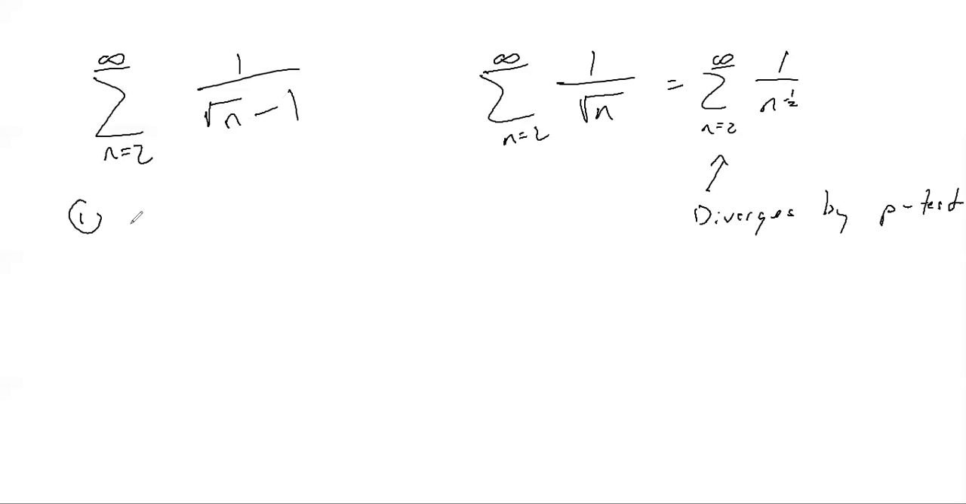Okay. So 1, verify all positive. Okay, is this always positive when n is greater than or equal to 2? Let's see, if I plug in 2, I would get 1 over square root of 2 minus 1. Well, square root of 2 is a bit bigger than 1. It's 1.4, something like that. All right, so this should be positive. And what about when I plug in 2 over here? I have 1 over square root of 2. Again, that's positive. Okay, so everything's positive.